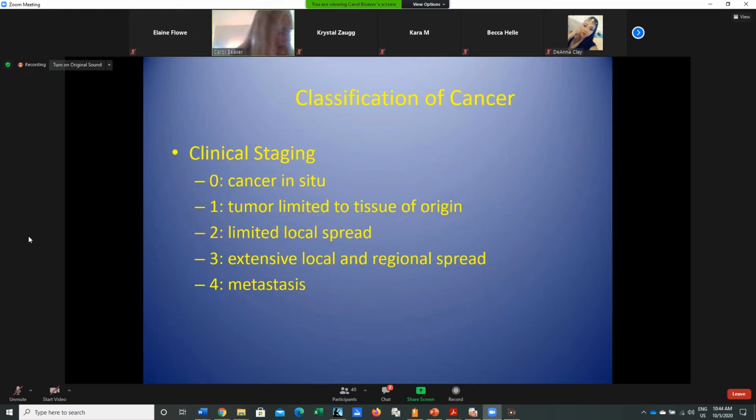So grading is another thing. It determines the level of functional maturity, the differentiation, how malignant or aggressive the tumor is, and how close it is to the tissue of origin. So the higher the grade, the worse the prognosis and the more difficult to treat.